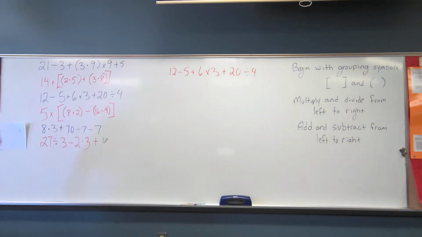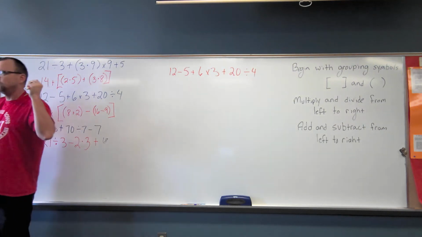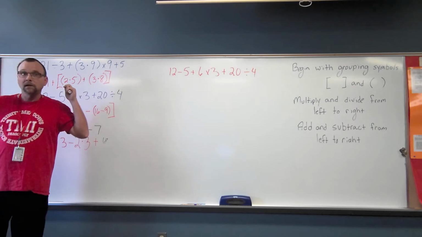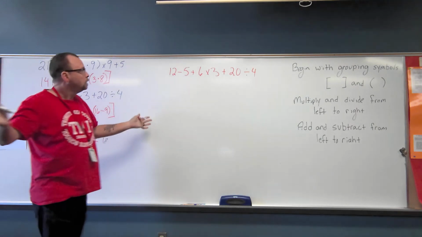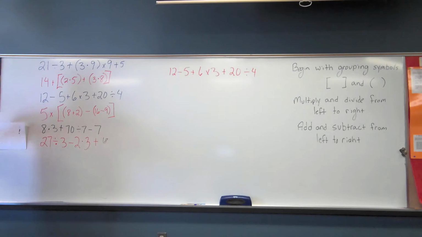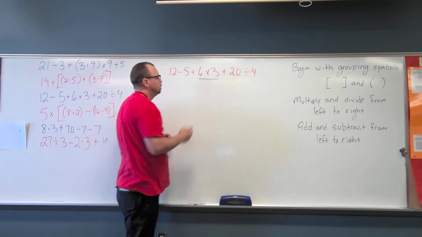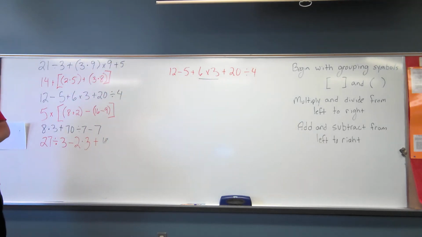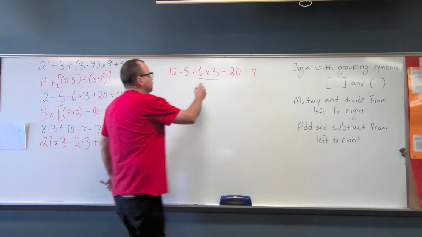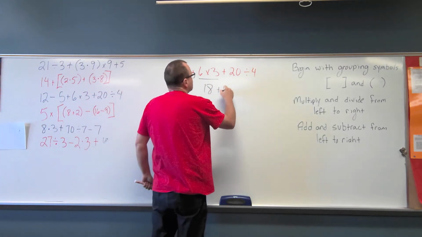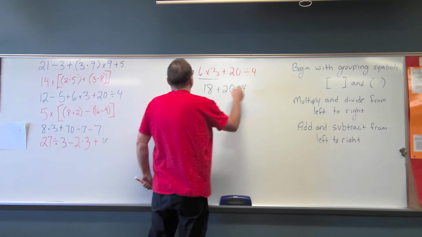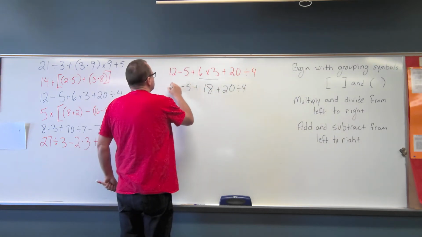All right, so looking at this problem. Are there any grouping symbols? No. Is there any multiplication or division? Yes. So what do I do first? You go left to right, each side was first. I multiply, which is 6 times 3, which is what? 18. Now, each time I do this, I'm bringing down what I have yet to use.